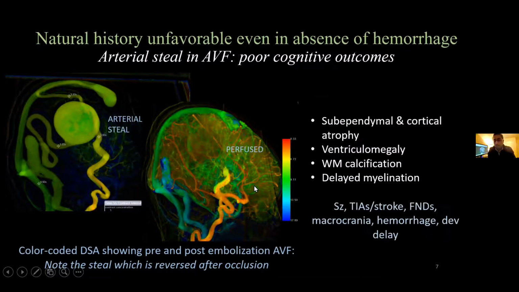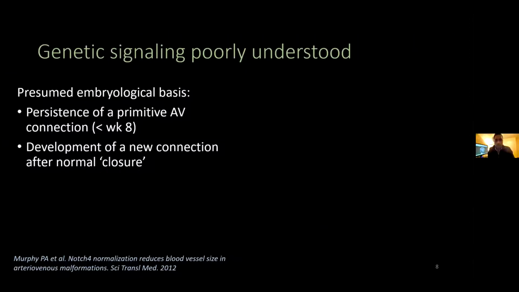And because of this chronic ischemia, you can have a number of things. If this is not treated over the years, these children have cognitive decline because of this cortical atrophy, chronic ischemia, and they can develop calcification of the white matter, delayed myelination. And if this disease is left alone, in older age groups, they typically present with ventriculomegaly, macrocrania, seizures, and recurrent strokes.